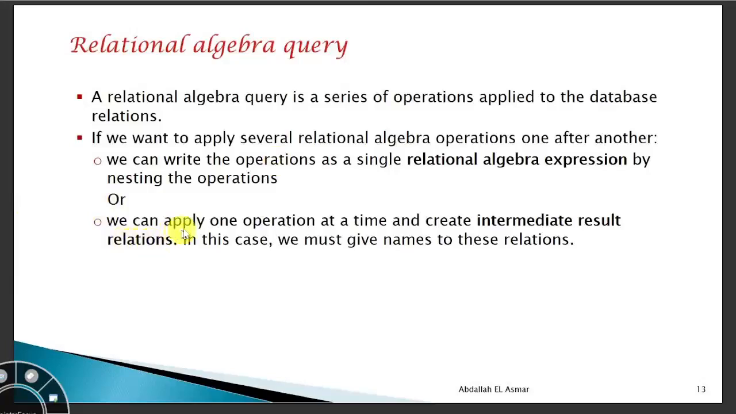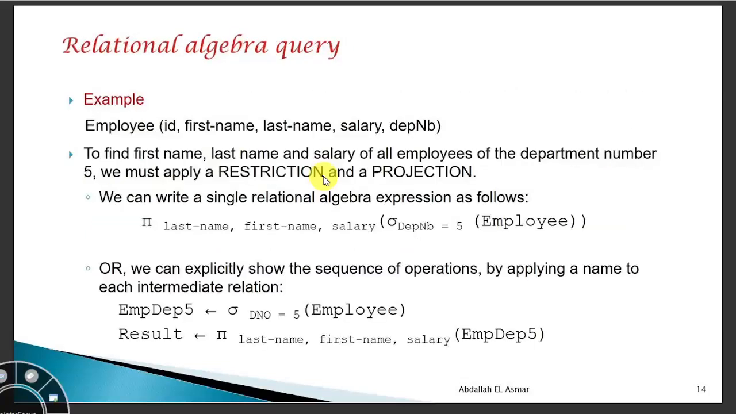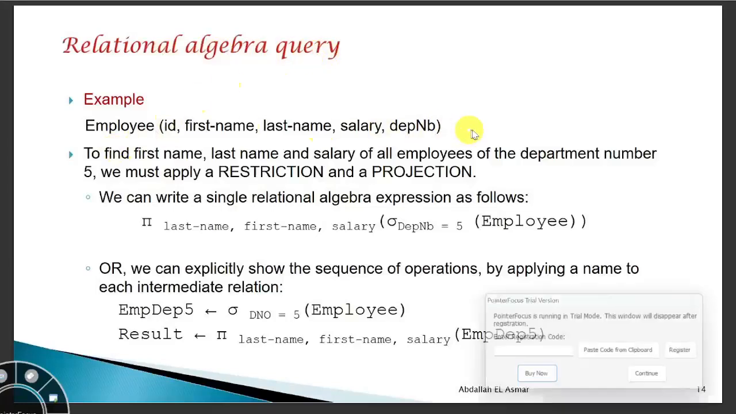Or we can apply one operation at a time and create intermediate result relations. And in this case, we must give names to these relations. I will clarify these things in an exercise today. Okay, so, a relational algebra query. This is an example.